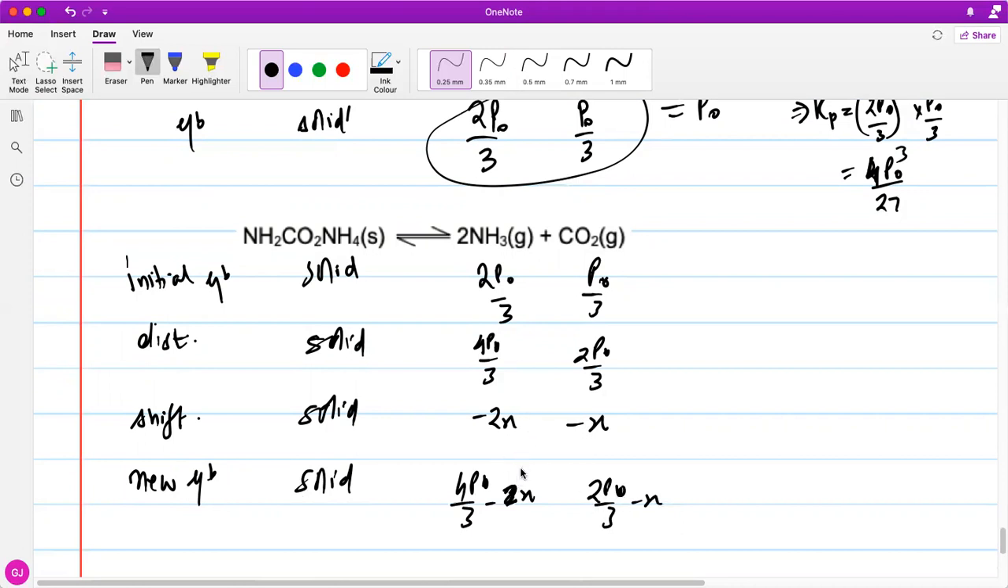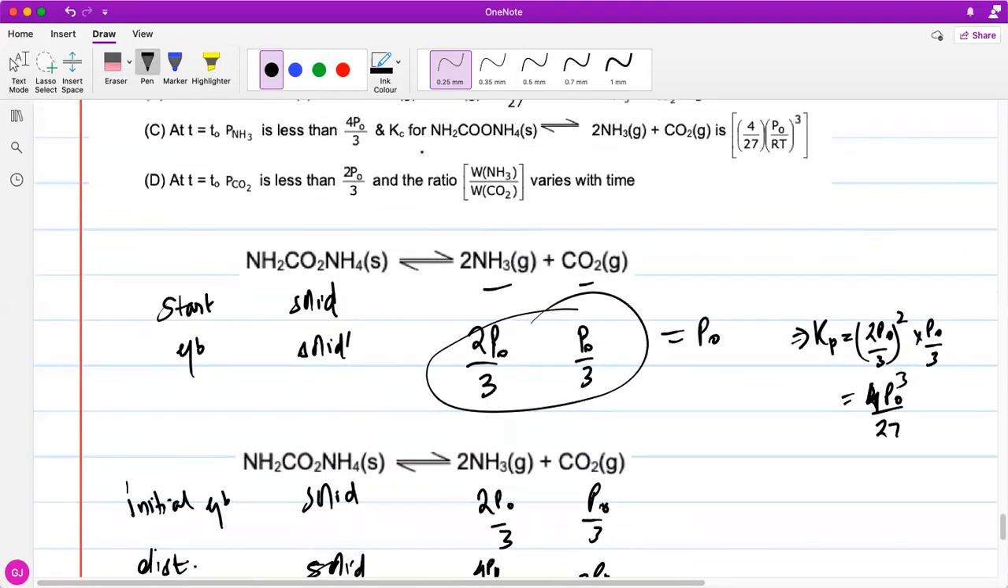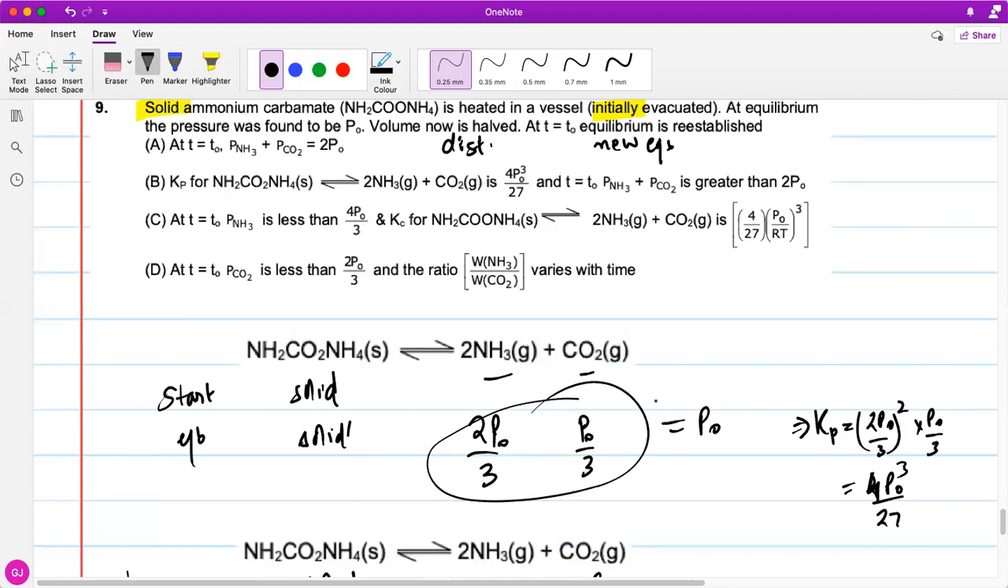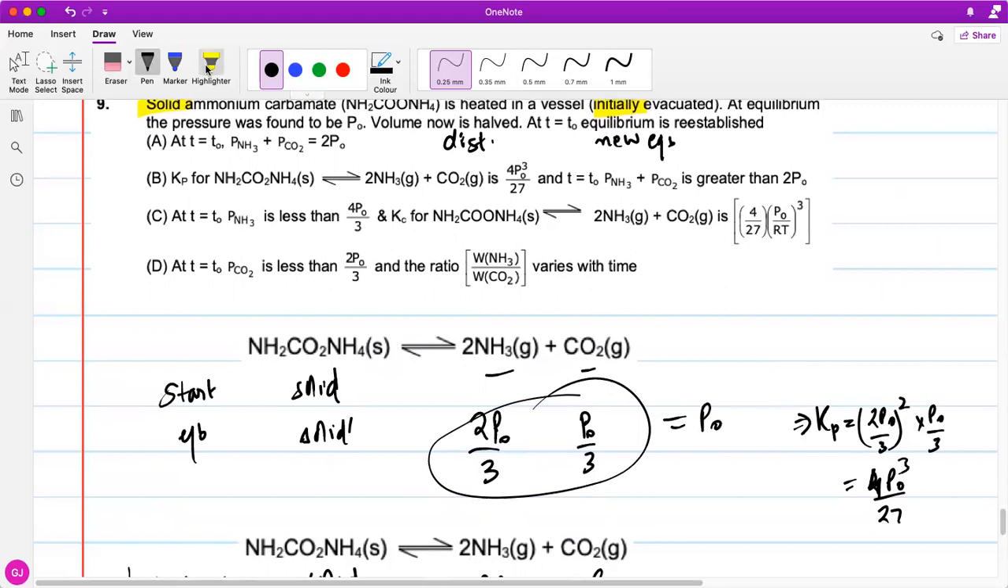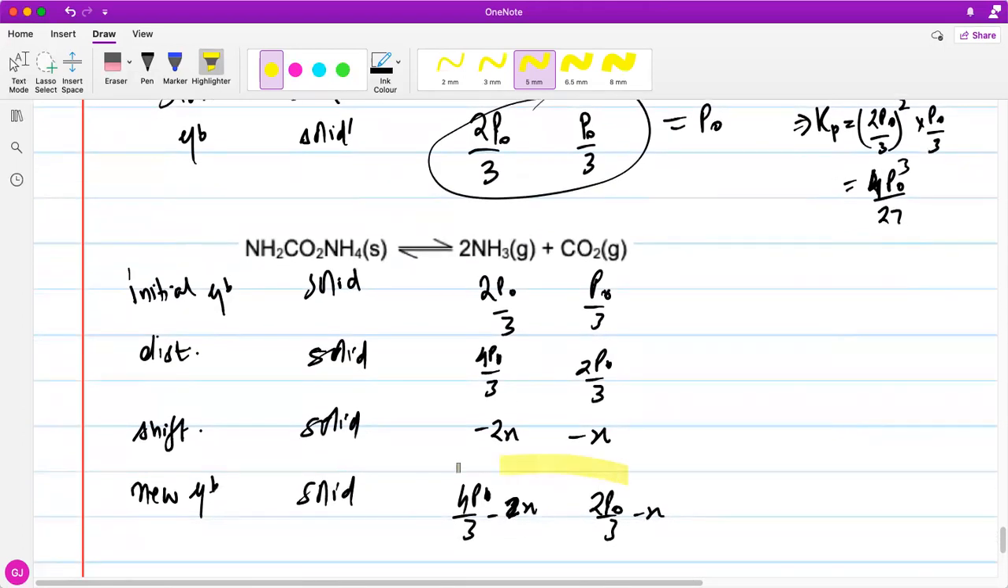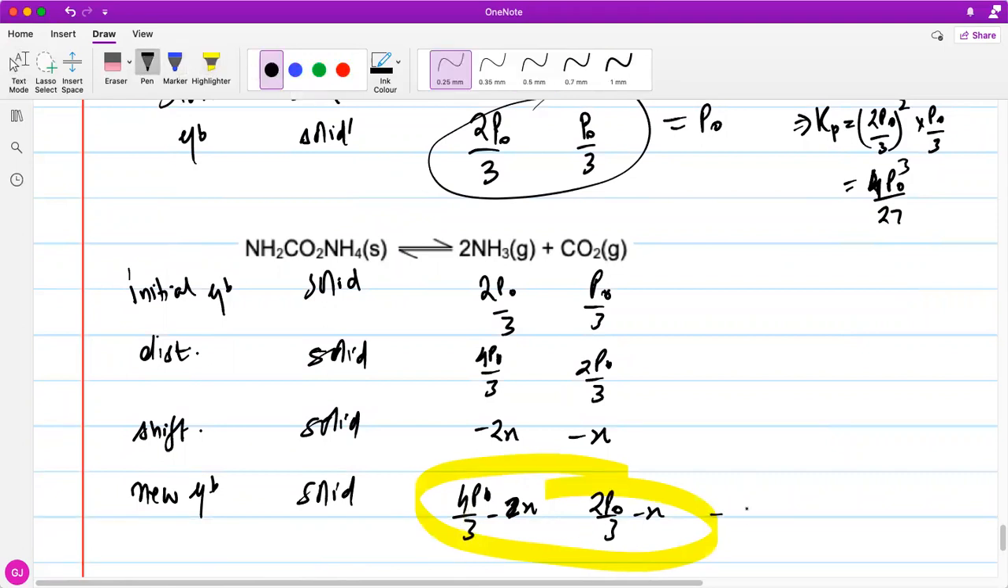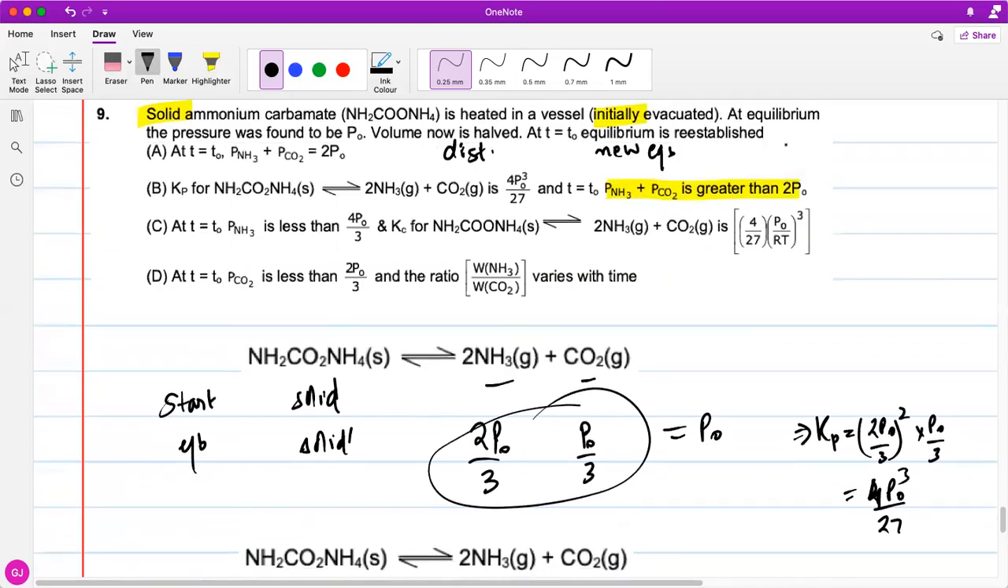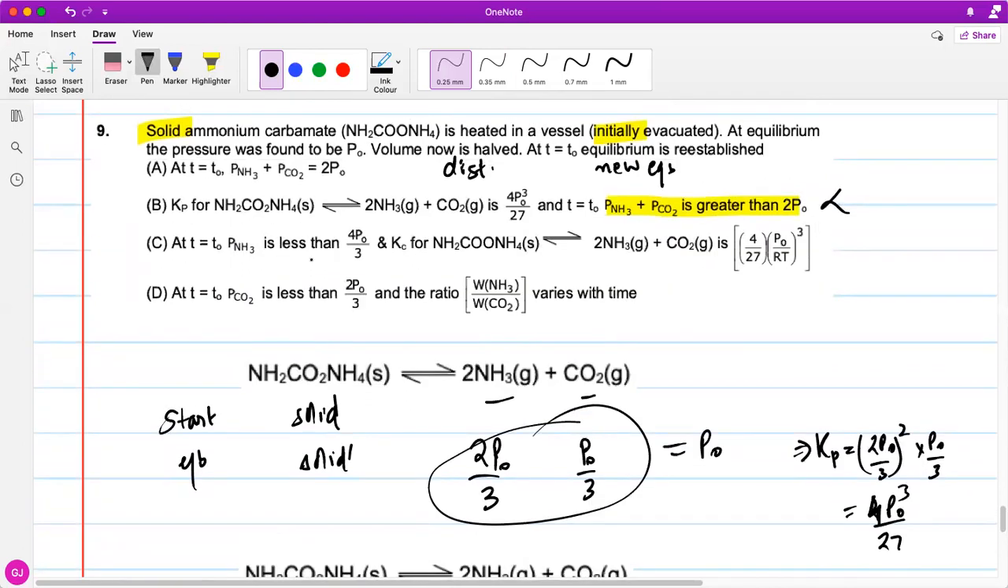Now, based on this, you can actually solve for the value of x using the equilibrium constants that we have calculated above. Or you can look subjectively at the options. Is the partial pressure of ammonia and CO2 greater than 2 P naught? If I add them up, this will be equal to 2 P naught minus 3x. Right? P total is equal to 2 P naught minus 3x. So certainly, this is not the answer, right?